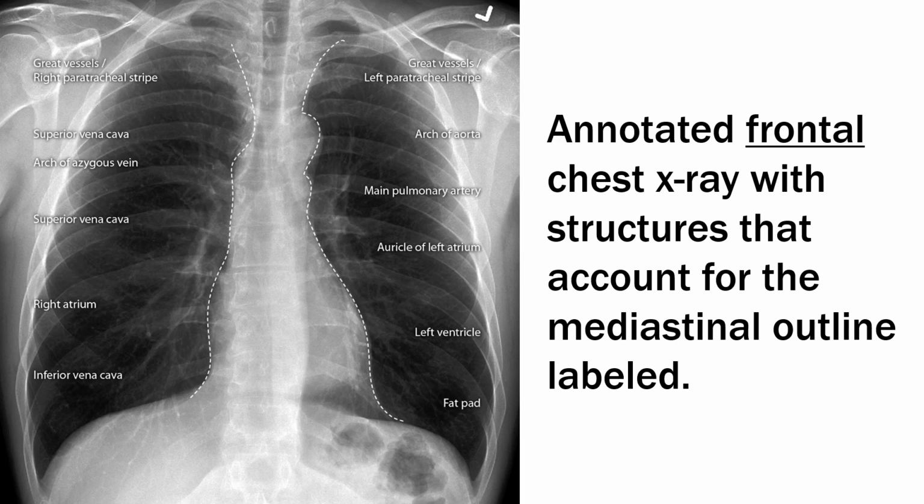This is the frontal view. On the right, we can see the outlines of the right paratracheal stripe, superior vena cava, arch of azygos vein, right atrium, and inferior vena cava. On the left, the outlines of the left paratracheal stripe, arch of aorta, main pulmonary artery, auricle of left atrium, left ventricle, and fat pad are seen.